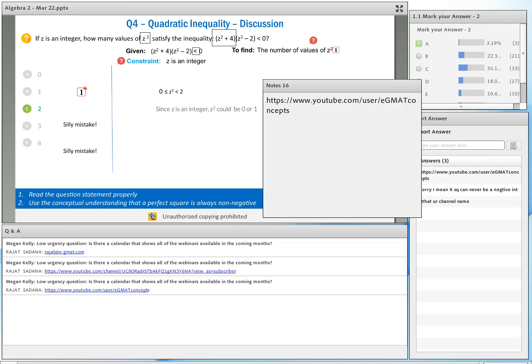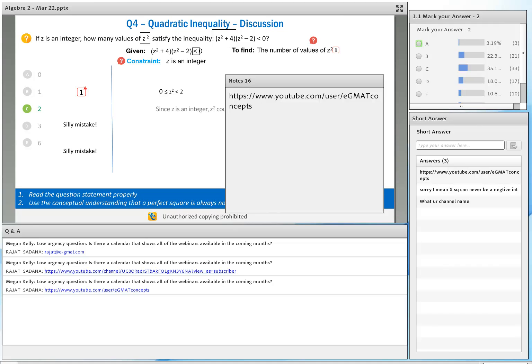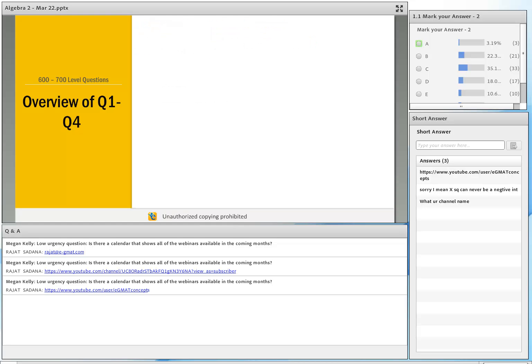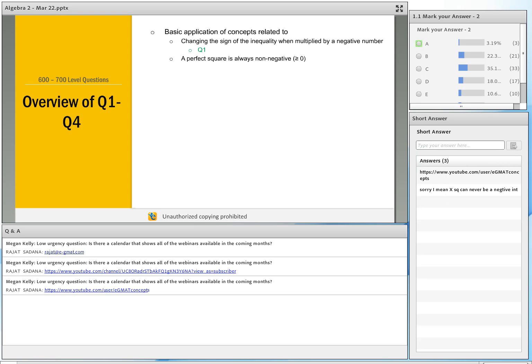Before we move on to the next question, here is an overview of questions 1 to 4. The first question had a very basic application of linear inequalities. The first two questions tested that you change the sign of the inequality when you multiply it with a negative number. Question 2 also had two inequalities, and again the same concept. We started looking at constraints in question 2. There were implied constraints where we said minimum integral value, and many of you did not worry about the integral part, and chose minus 5.5 when you should have chosen minus 5. Some of you didn't worry about the minimum part and chose minus 3.